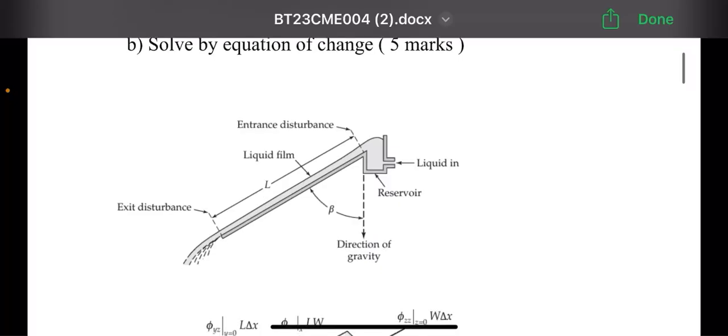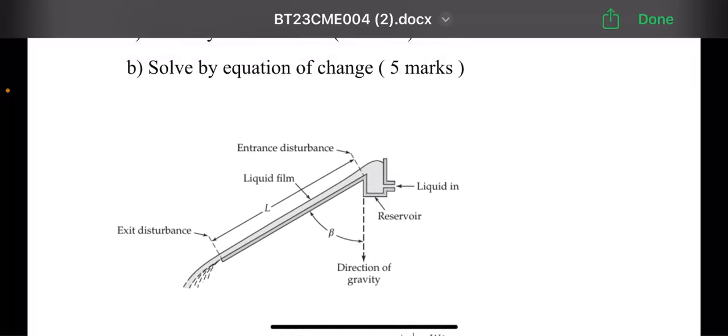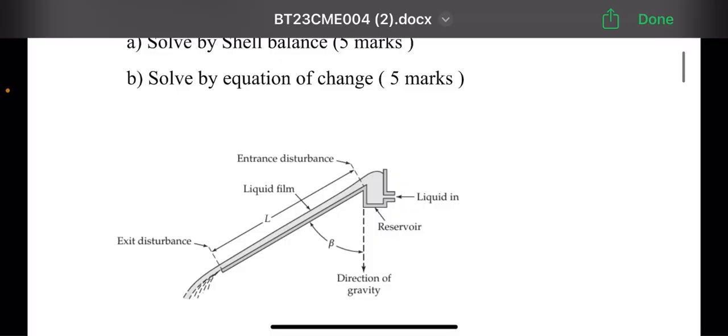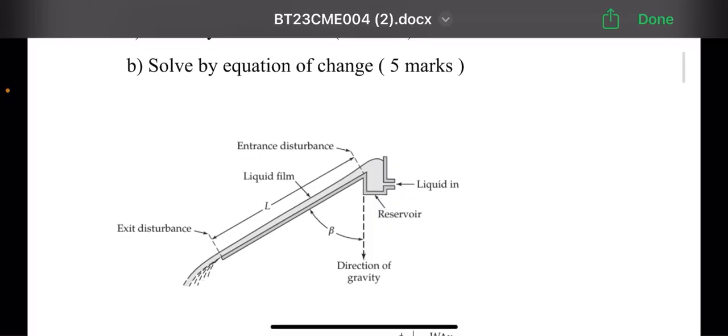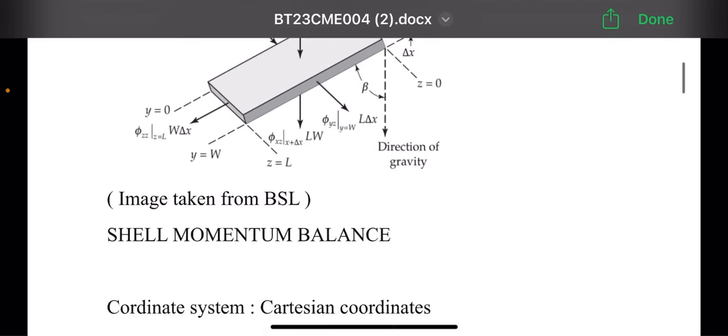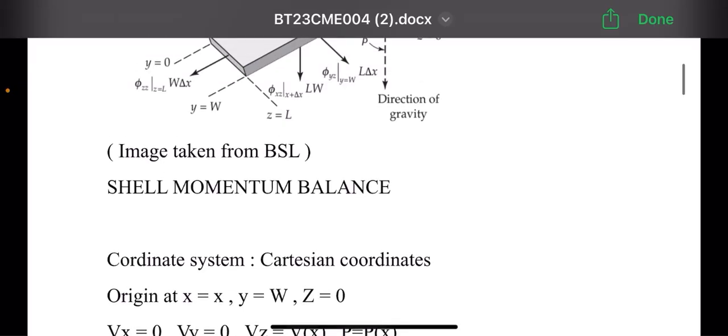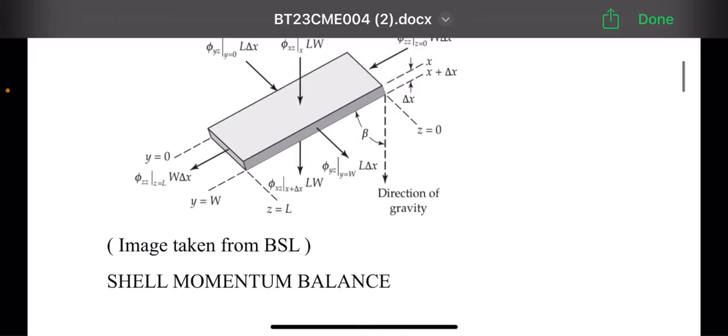This is the figure in which the reservoir has an inclination angle of beta, and there is an entrance disturbance and an exit disturbance, and there is a film of liquid over a length L. This is the Cartesian diagram of the above question. We will take our coordinate system as Cartesian, and we will take our origin at x is equal to x, y is equal to W and z is equal to 0.